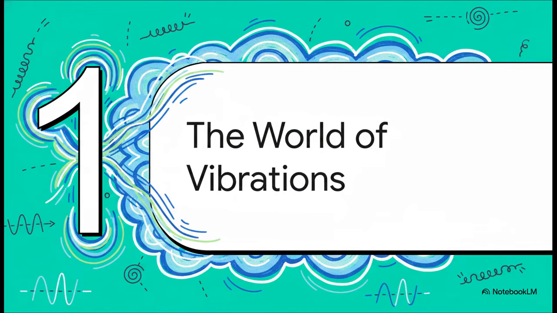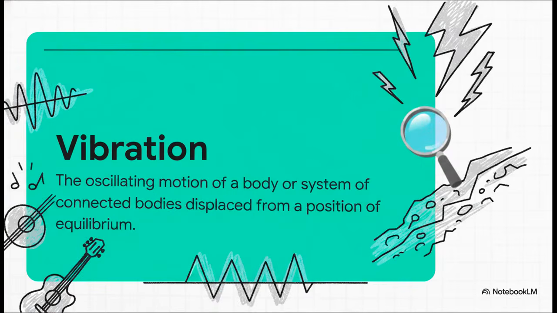What even is vibration? Well, at its core, vibration is really just a wiggle. It's any kind of back and forth motion around a central point, a point of balance we call equilibrium. It can be something huge and destructive, like an earthquake shaking the ground, or it can be something delicate and beautiful, like the vibration of a guitar string making music.